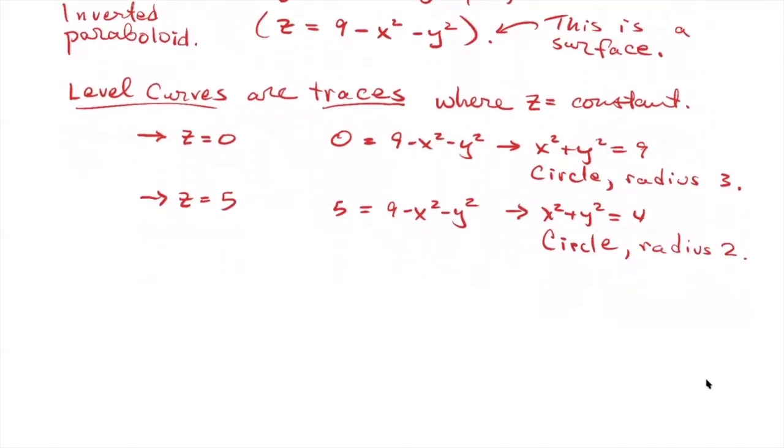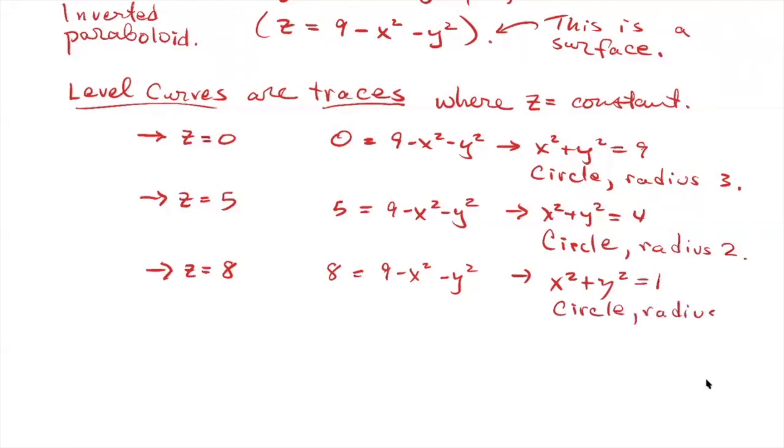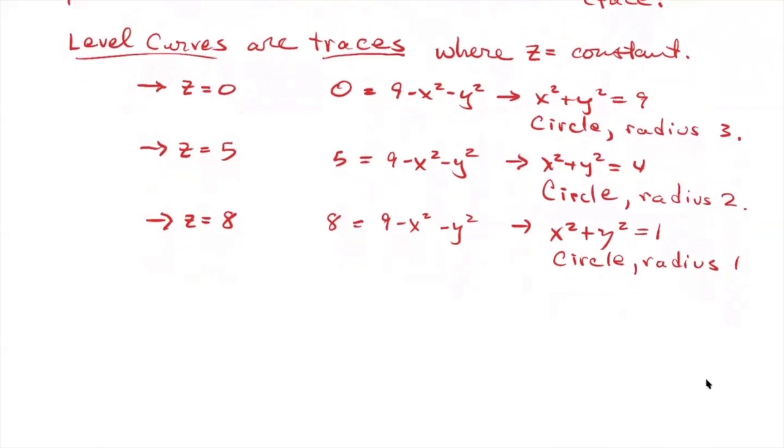Okay. And then we'll do z equals, okay, how could I get a 1 out of that? So if I did z equals 8, so we would have 8 equals 9 minus x squared minus y squared. So of course that's a circle of radius 1. Okay, and then let's do z equals 9, and that'll kind of be all we have.